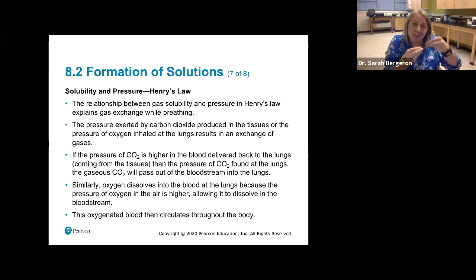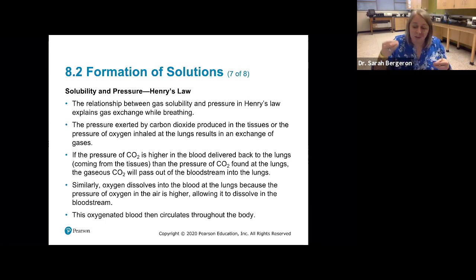And if you think about that, exchange occurs in the opposite direction as well, because when you breathe in, you have a high pressure of O2 inside of the air that you breathe. But inside of your bloodstream, you don't have so much O2 because your cells have picked it up and metabolized it and turned it into carbon dioxide. So now you have high pressure in your lungs of O2, and so that O2 is going to move into the bloodstream.